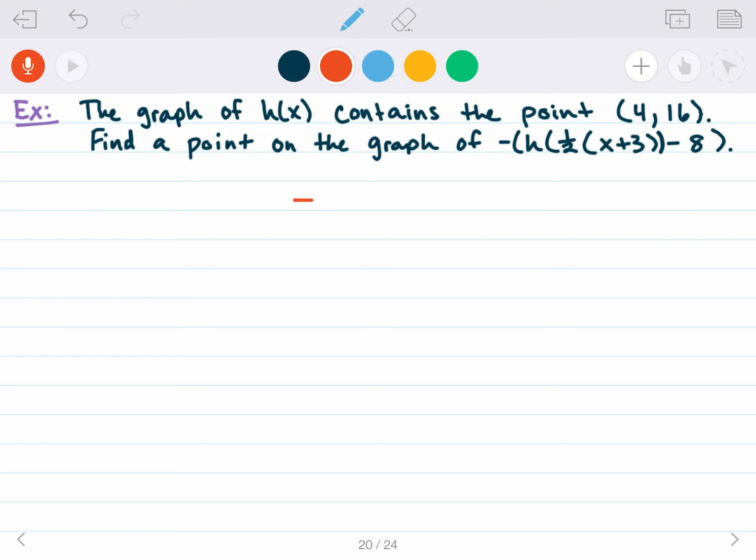I'm going to distribute that negative in first, noticing that I'm leaving the argument alone. Just trying to get rid of some parentheses here.